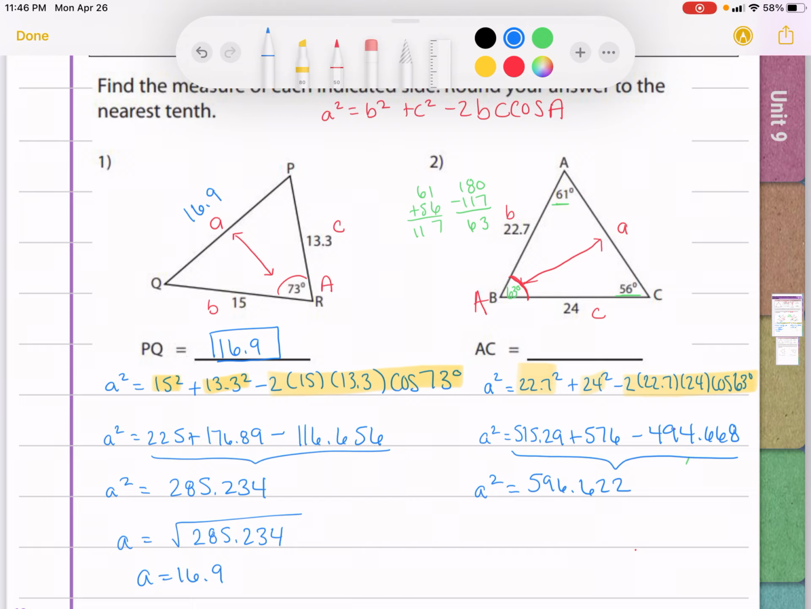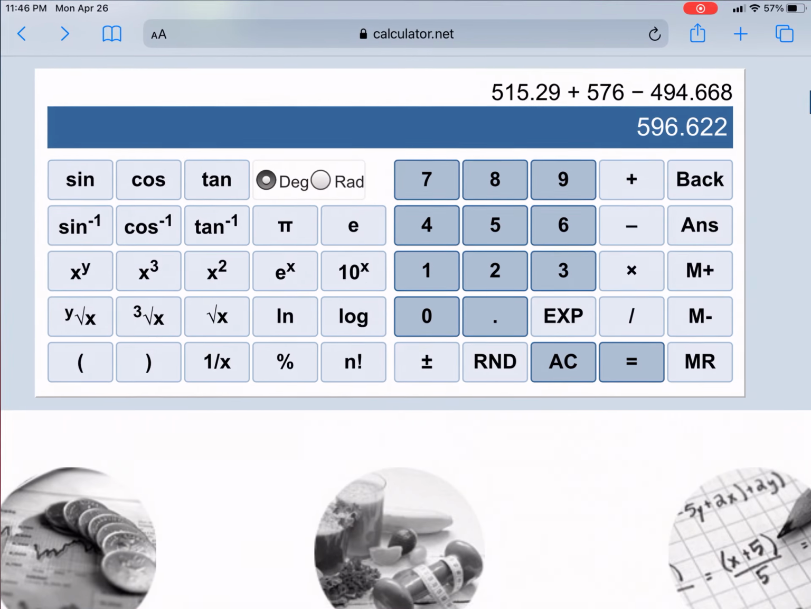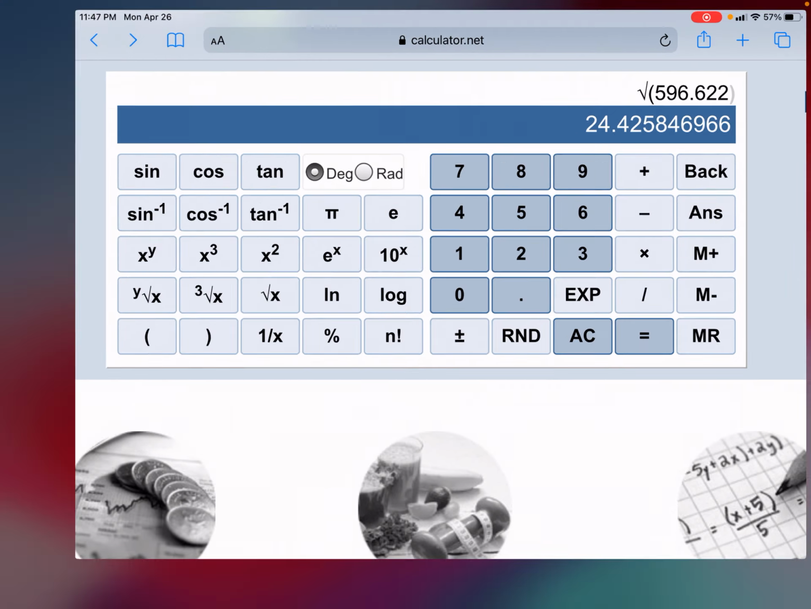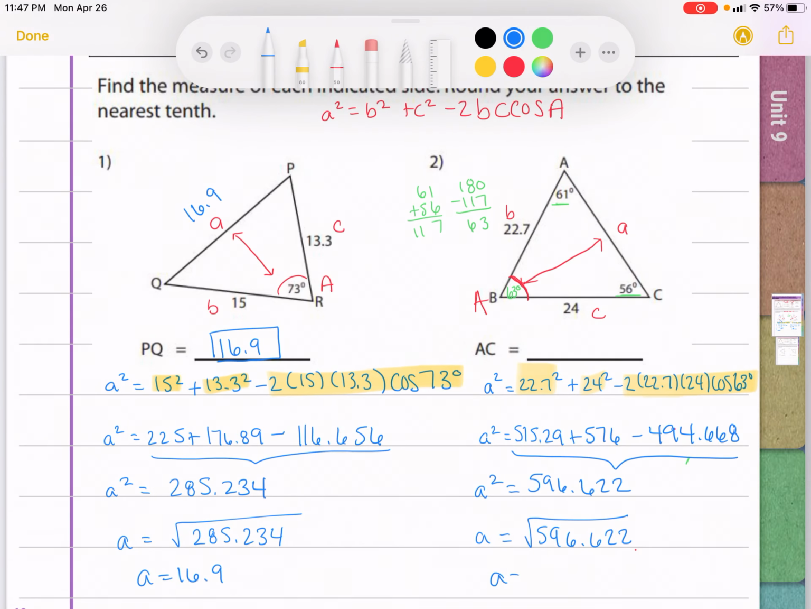My last step, we don't want squared. The opposite of squaring would be to square root it. So now, since it's my final answer, I'm going to round to the nearest tenth. This comes out to about 24.4. So that's my answer for little a in my picture. Makes sense, because 63 is the biggest angle, so this side should be the biggest.